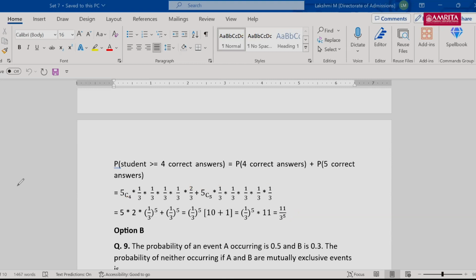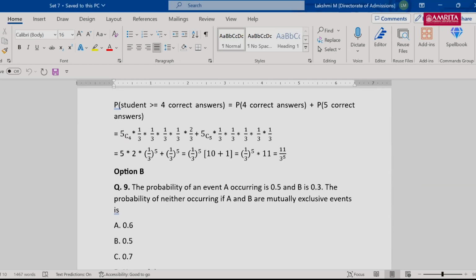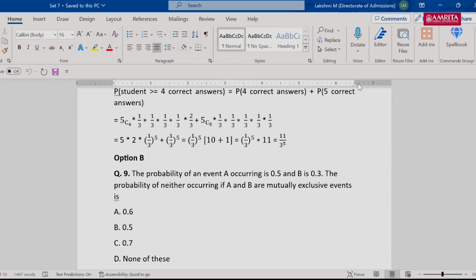Okay, completely fine. I think all of you got this correct. Now I think we'll just do one more question. I know it's just 7 o'clock, but completely fine. Just one more question. I hope everybody gets this also correct.